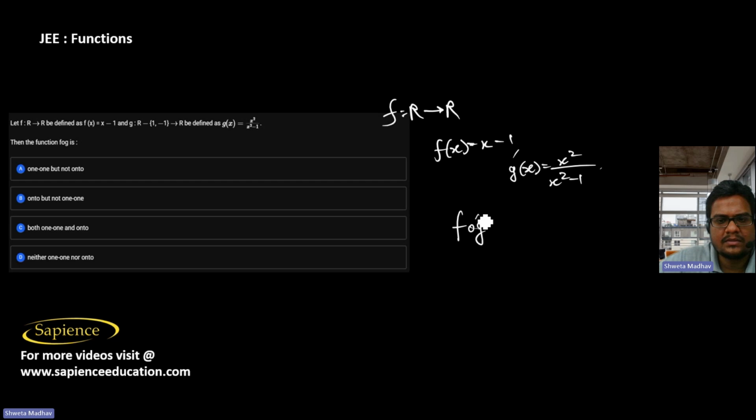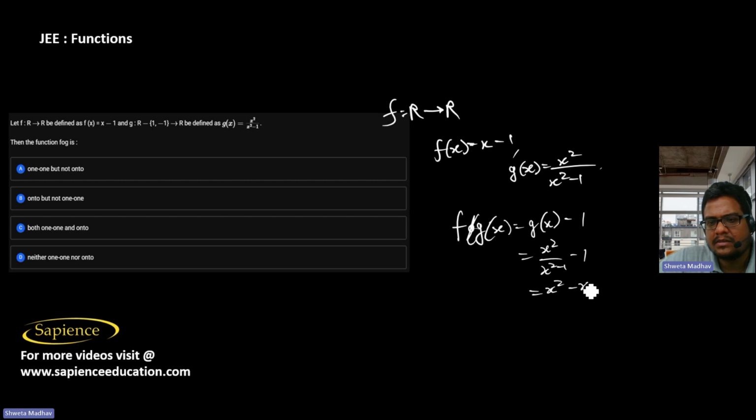f of x, so that is f of g of x, so that will be g of x minus 1. So this will be x square by x square minus 1 minus 1. This will be x square minus x square plus 1 by x square minus 1. So this will be 1 by x square minus 1. So now is 1 by x square minus 1 one-one or onto, that we have to find out.